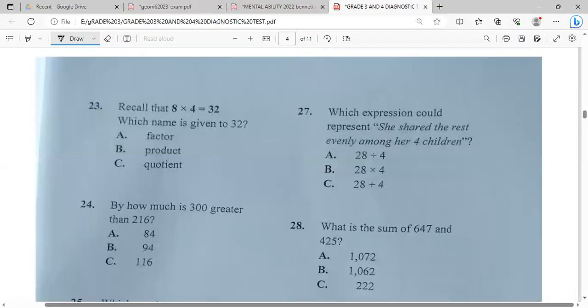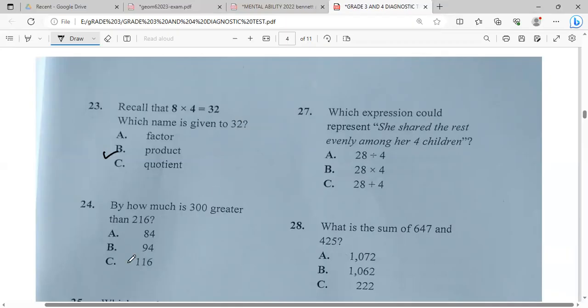All right, let's move on to 23. Recall that 8 times 4 is 32. Which name is given to 32? Is it the factor, the product, or the quotient? And that would be the product. So the product of 8 and 4 is 32.